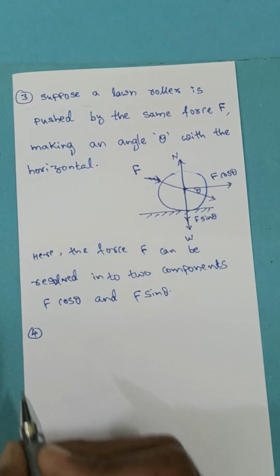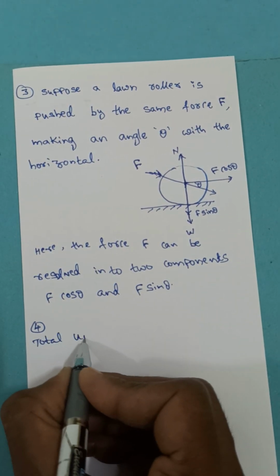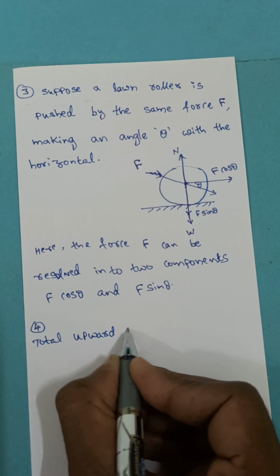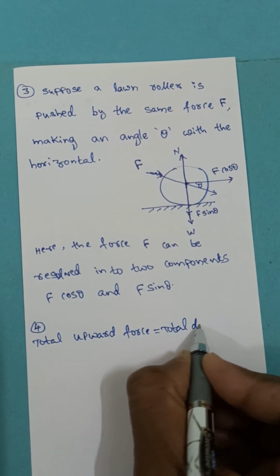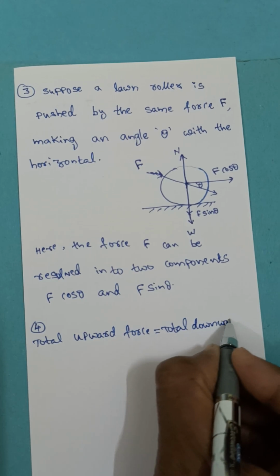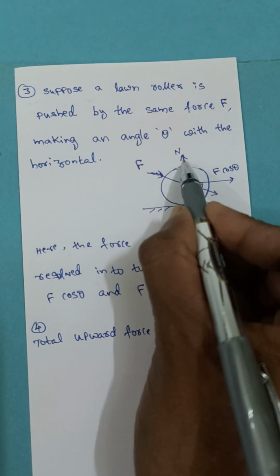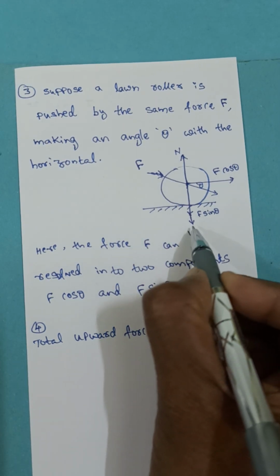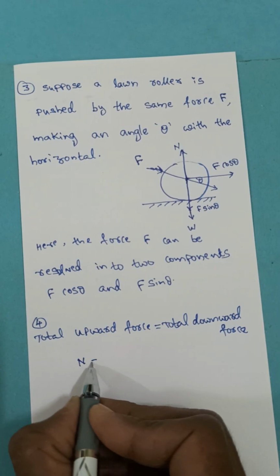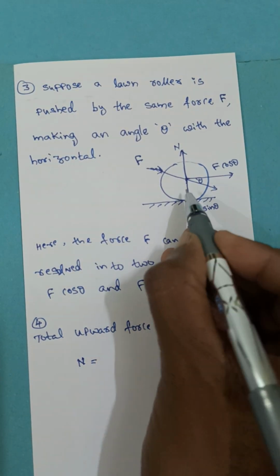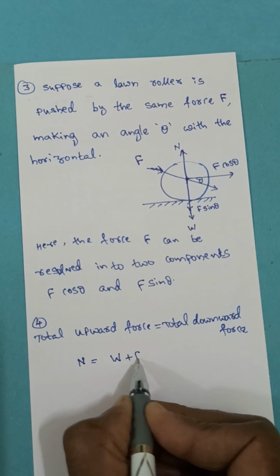Fourth point: total upward force is equal to total downward force. Total upward force, capital N, is equal to capital W plus F sin theta. Capital N is the normal force in the upward direction, and W plus F sin theta is in the downward direction.